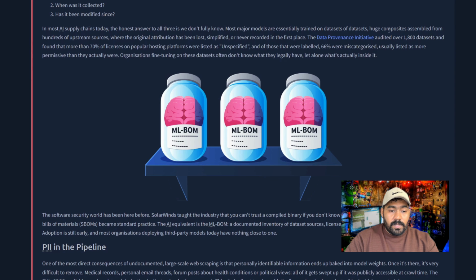The Data Provenance Initiative audited over 1,800 datasets and found that more than 70% of licenses on popular hosting platforms were listed as unspecified. And of those that were labeled, 66% were miscategorized, usually listed as more permissive than they actually were. So think about that from a legal and security perspective. The organizations fine-tuning on these datasets often have no idea what they legally have, let alone what is inside it.